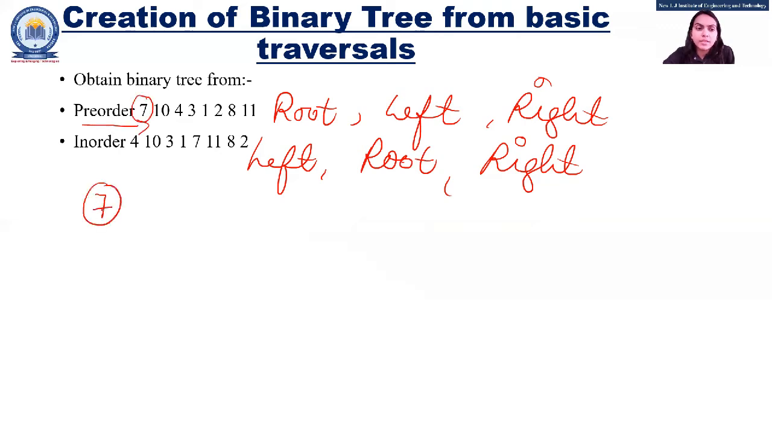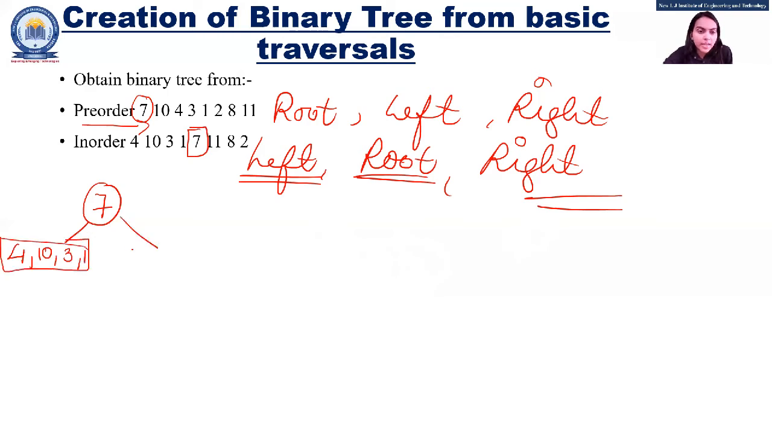Now this 7 we will identify in the in-order. So we will see where is 7 in the in-order. Here we have 7. So in-order says that if there is root, everything on the left is at the left subtree and everything on the right is at the right subtree. So we will see what is on the left. So we have 4, 10, 3 and 1 on the left side, and what is on the right? On right we have 11, 8 and 2.